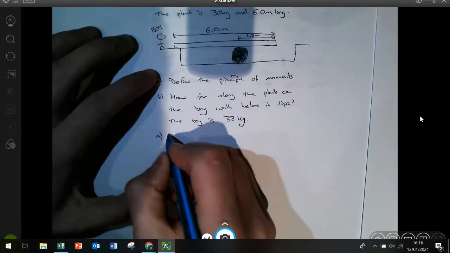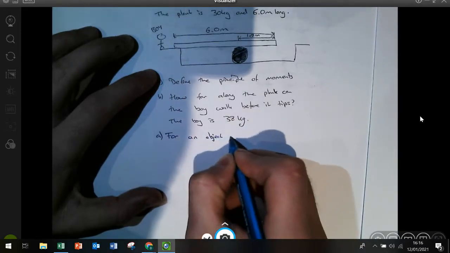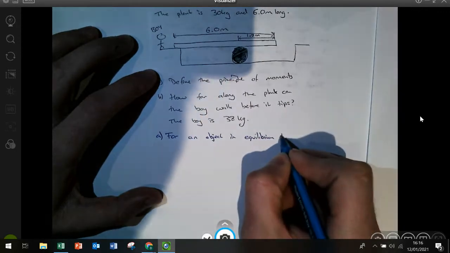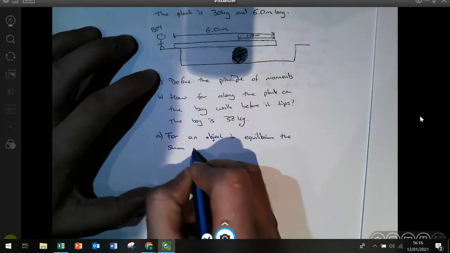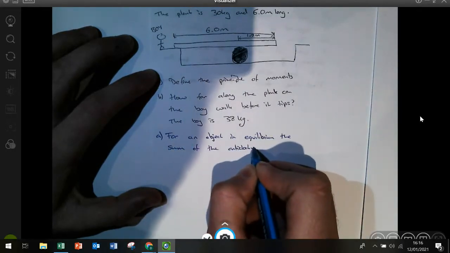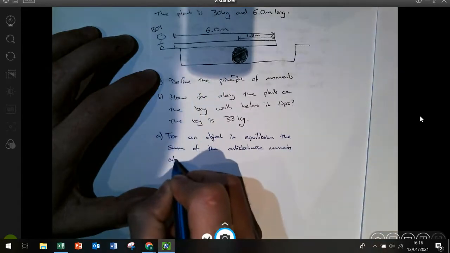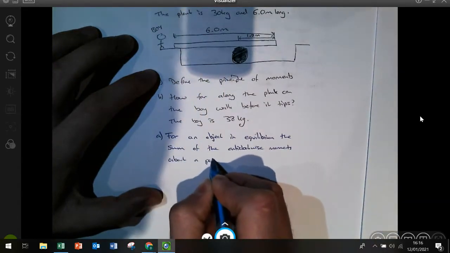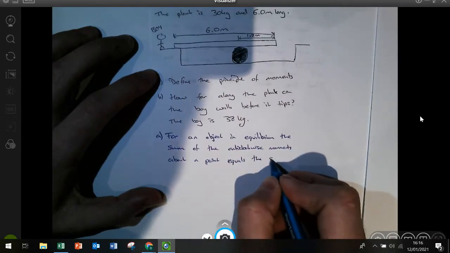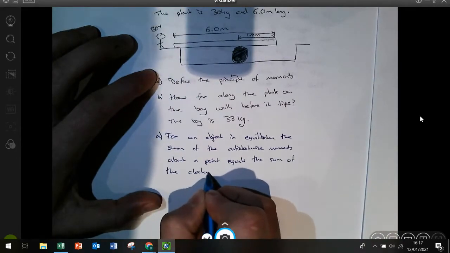So the principle of moments for an object in equilibrium: the sum of the anti-clockwise moments about a point equals the sum of the clockwise moments.